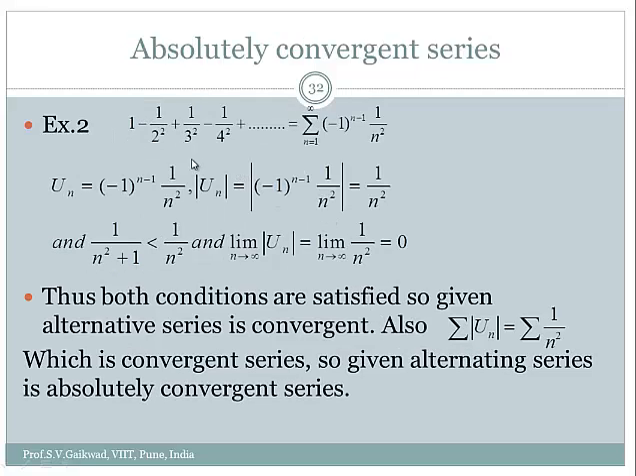Now this example here: 1 minus 1 by 2 square plus 1 by 3 square and so on. This is the nth term. If you find its modulus, you get 1 by n square. Again the terms are decreasing, 1 upon n square plus 1 is less than 1 by n square, and the limit of mod un is also 0. So both conditions are satisfied, so the given alternating series is convergent. Also, if you consider the positive series sigma mod un, that is 1 by n square, this is also a convergent series, as you know, since p equal to 2 is greater than 1. Thus we have the situation here: the alternating series is convergent and its positive series is also convergent. So the given alternating series is absolutely convergent.